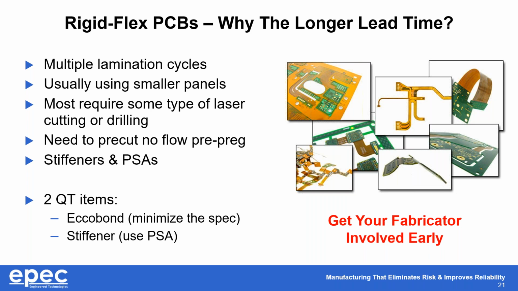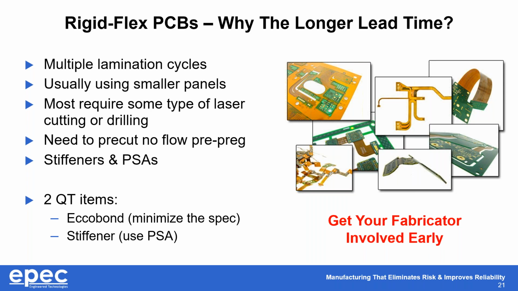Because we're using 12 by 18 panels because of registration, where we're using 18 by 24 or sometimes bigger on rigid. A lot of laser cutting and/or drilling, right? Especially on the rigid portions of it. We need to pre-cut no-flow pre-preg. And when you have to put stiffeners and PSAs on it, you're just adding a lot of time that you don't see on top of the rigid side of it.